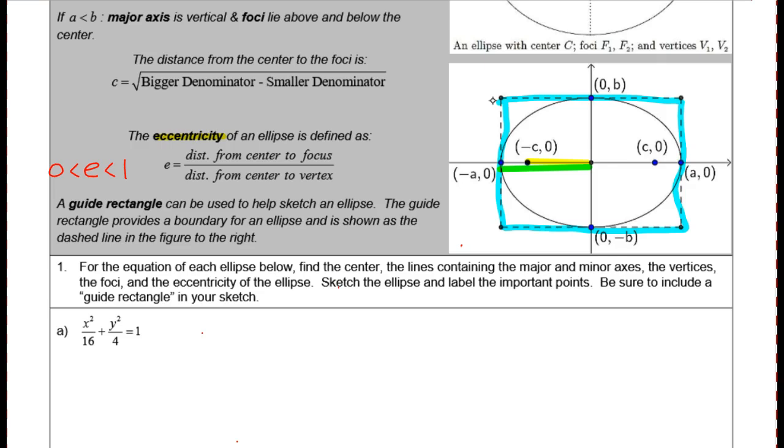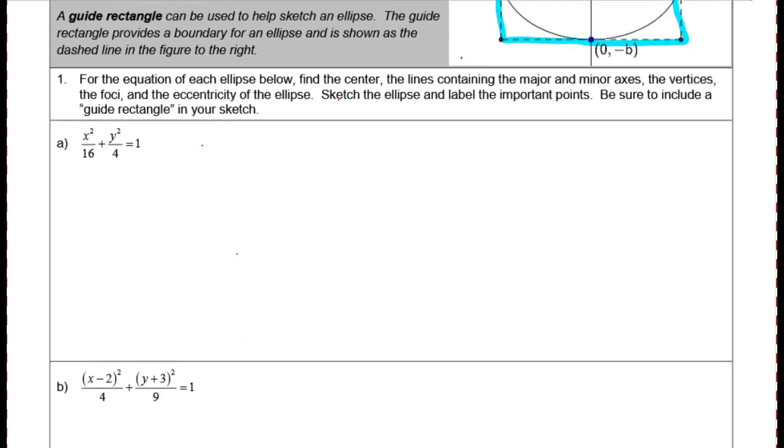Okay, so let's put this stuff all into play here in example 1. For the equation of each ellipse below, find the center, the lines containing the major and minor axes, the vertices, the foci, the eccentricity of the ellipse. Then we're going to sketch it.